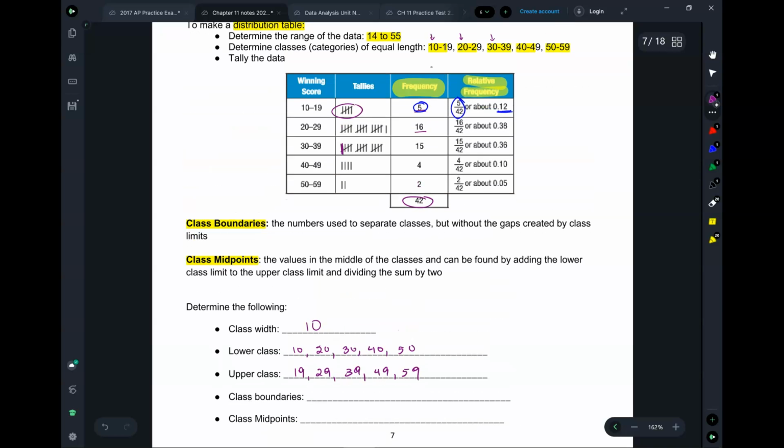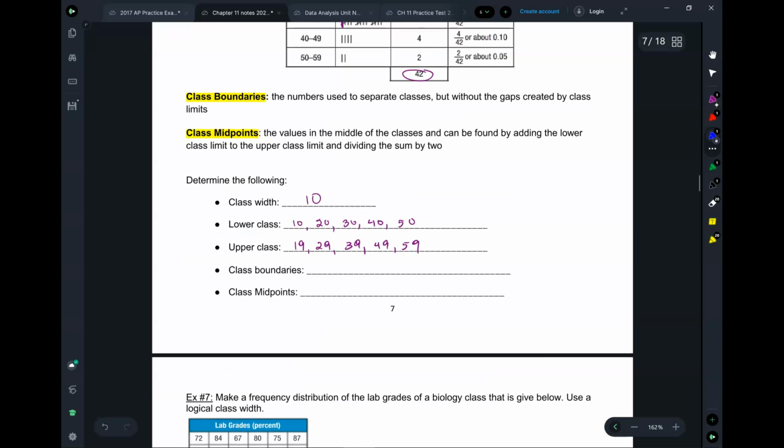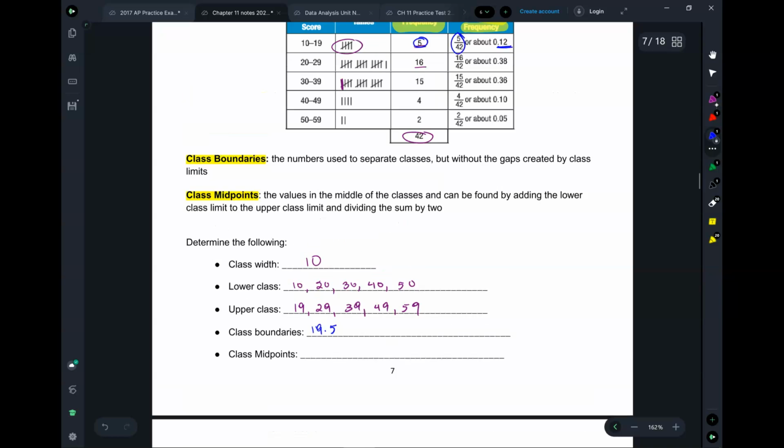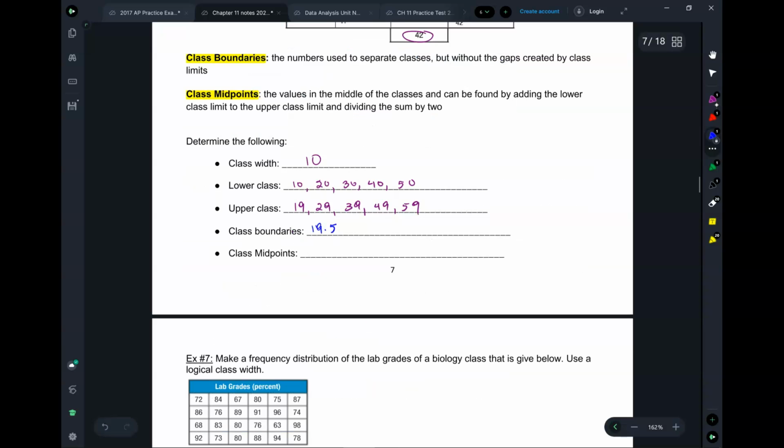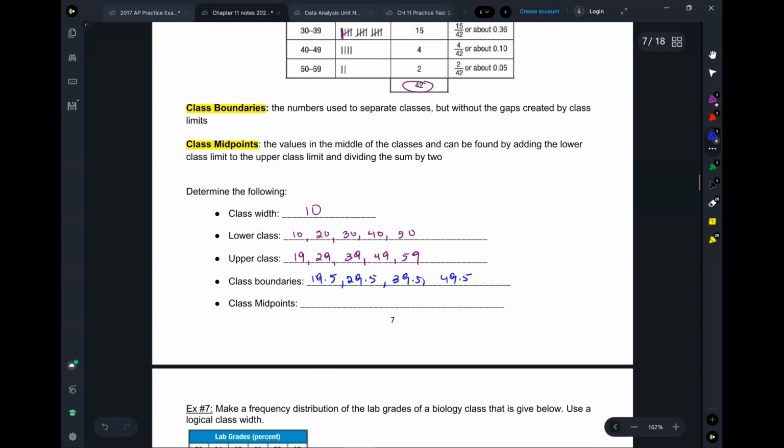Now, let's take a look at class boundaries. This one ends at 19, that one starts at 20, correct? What's halfway in between them? 19 and a half. So that's the class boundary. Okay? 19.5. All right, and then for the next one, between 29 and 30, it's 29.5, 39.5, 49.5. These are things that you just have to memorize, and then you have 59.5.